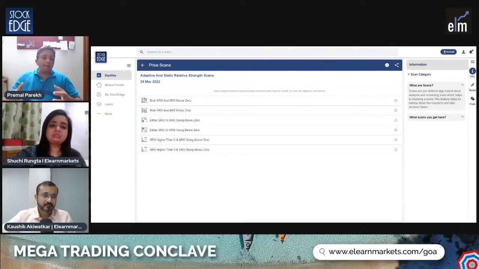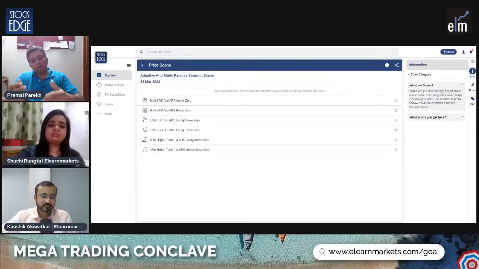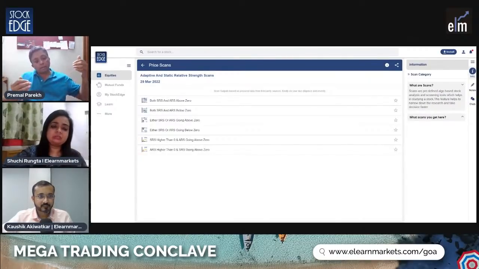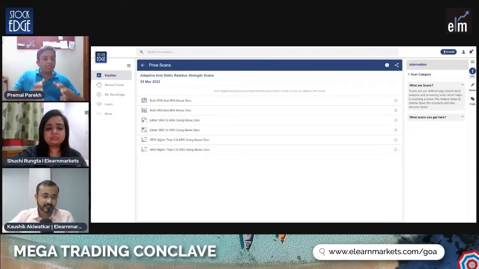Okay, if I'm a person who is looking for an emerging player, I will go with a scan which selects the crossover ones. If I want to take somebody who's established already, I will take the ones which are showing already above the ARS and SRS. This is an individual decision. On both sides, there are pluses and minuses.